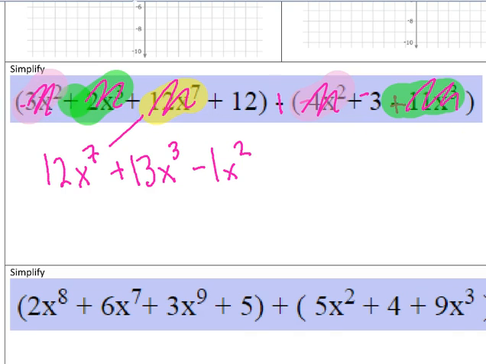And my last 2 terms are the positive 12 and the negative 3. 12 minus 3 makes 9. Positive 9. It's positive like the 12. Now, one last step. I don't think it'll count it wrong if you put this invisible 1 in, but let's go ahead and erase it at the end. So at the end, go ahead and get rid of any invisible 1s. So the final answer is 12x to the 7th plus 13x to the 3rd minus x to the 2nd plus 9. Okay, next page.